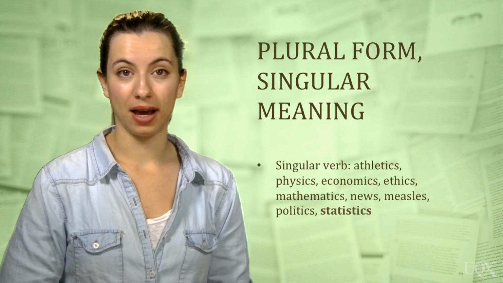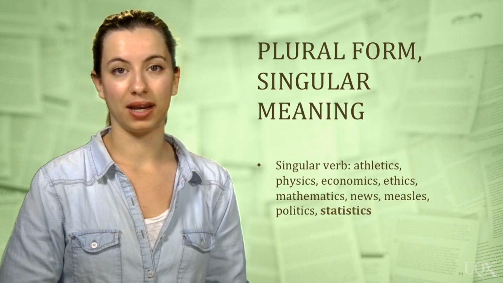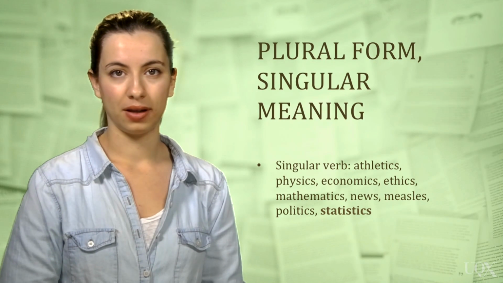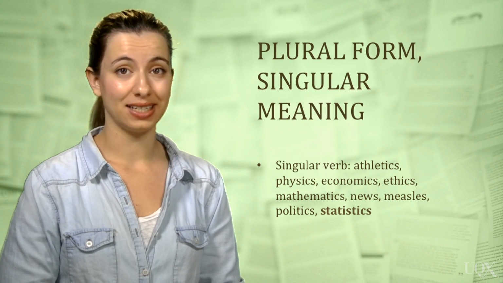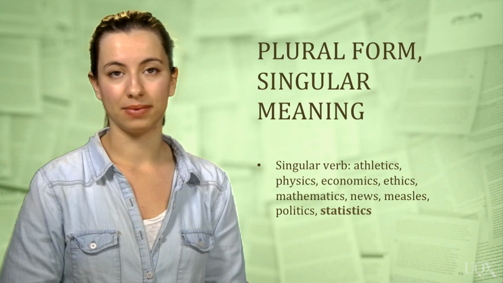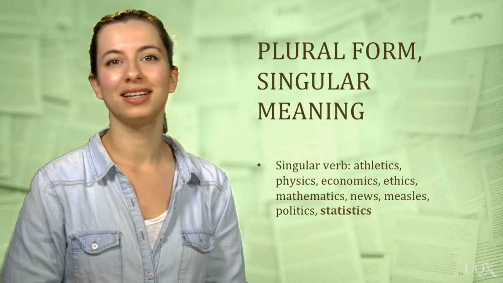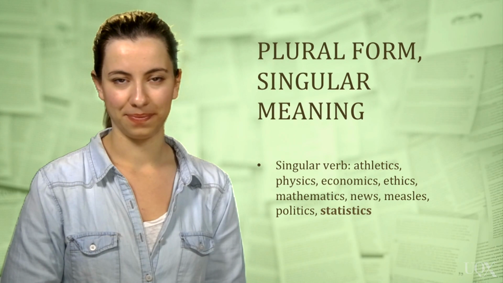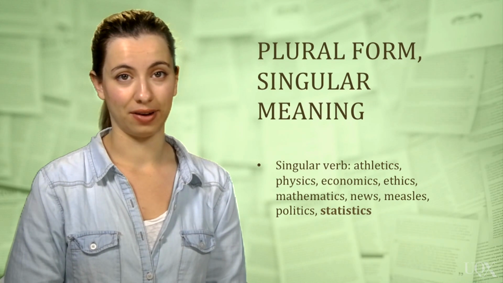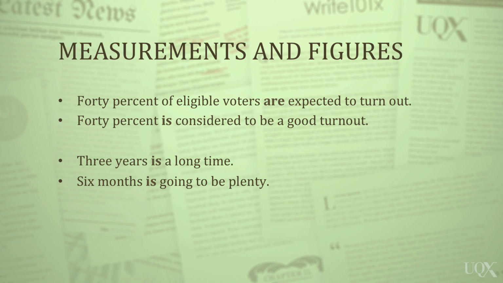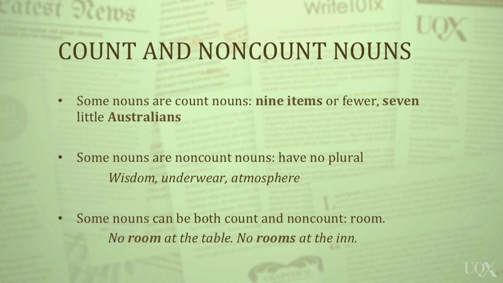You'll discover that some nouns are plural in form but singular in meaning, and therefore take a singular verb. It would be good to note that a word like statistics can also be plural, as in the statistics are convincing, but statistics is difficult to master. Again, we rely on context to convey meaning. When it comes to measurements and figures, while 40% of eligible voters are expected to turn out, 40% is considered a good turnout.